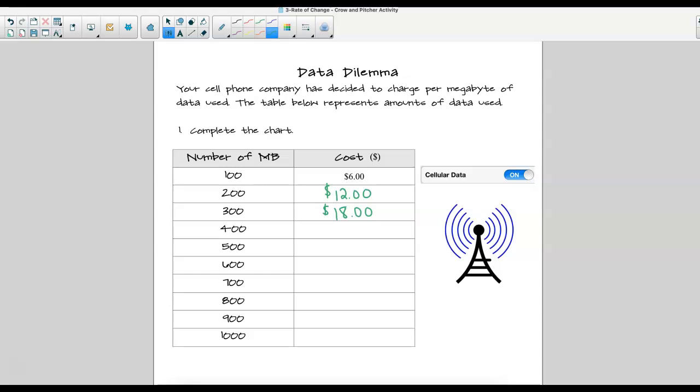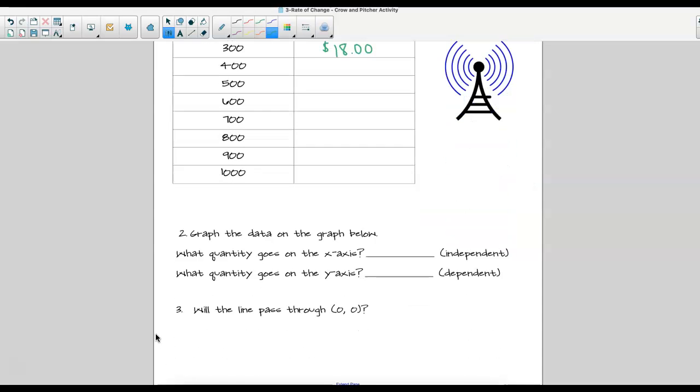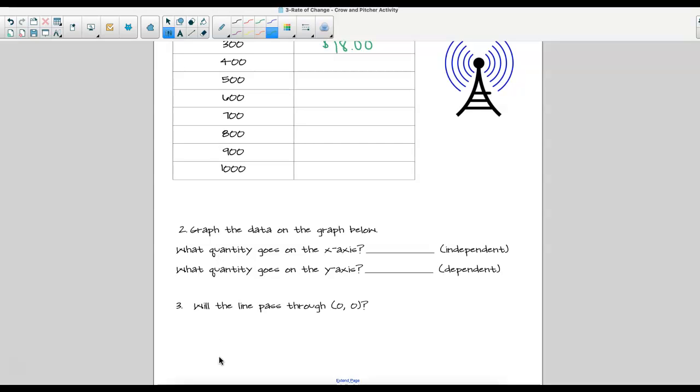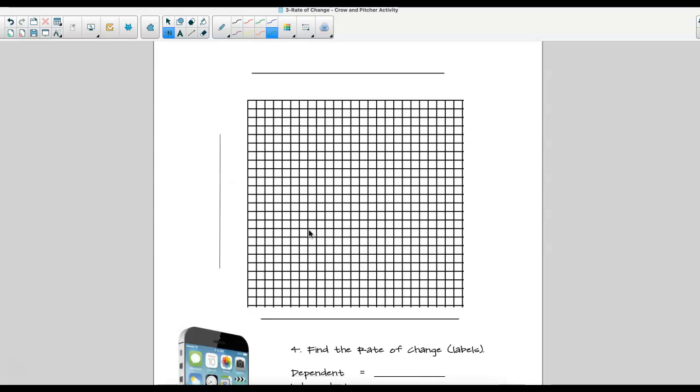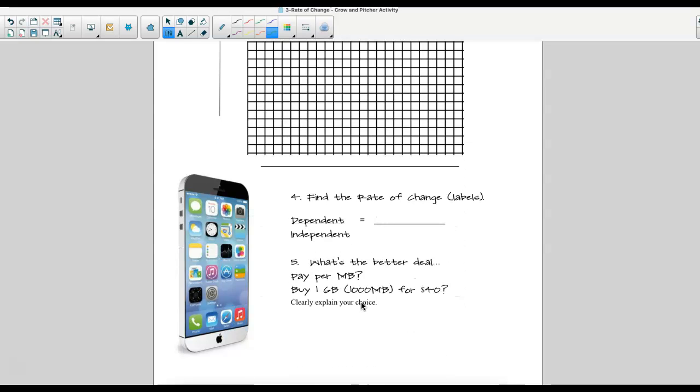You are going to finish filling out that table. You are going to answer these questions on the bottom of that page. And then you're going to make a graph and find the rate of change and answer question 4 and 5. That's your homework. That's what you need to finish. And then you're going to take a picture and upload it on Canvas just like you did for today. Okay? Questions at all? Okay, you have the rest of the time.